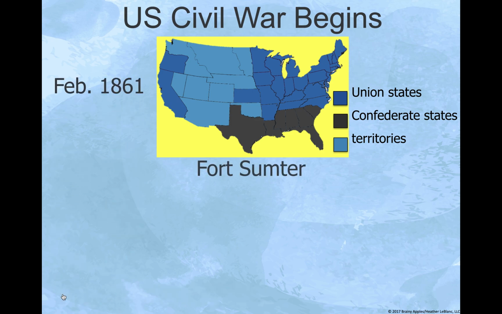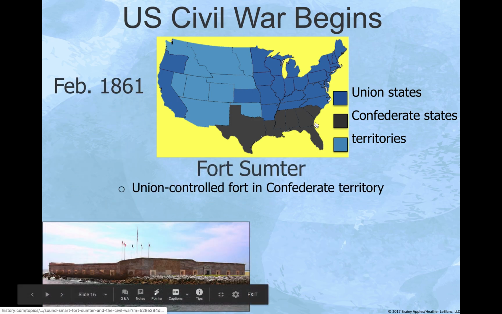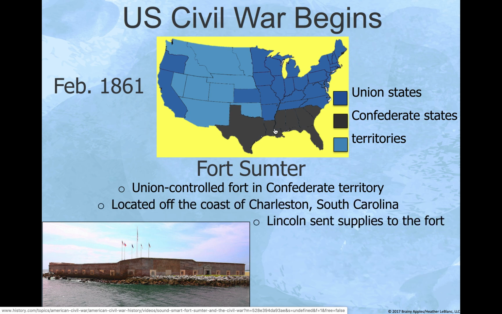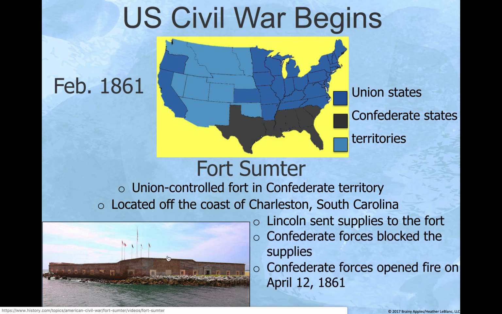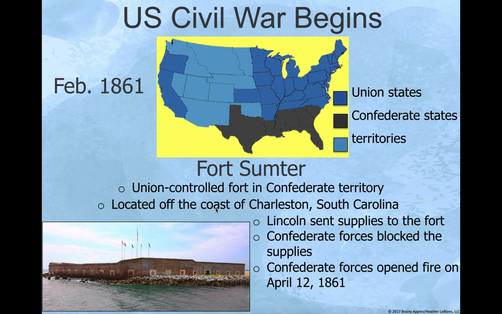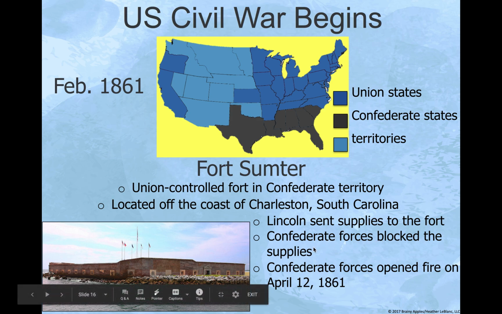All right? So, once again, we saw this. The Union states are all the states in blue, these northern states plus California, and all the Confederate states are those southern states that we just saw on the previous slide: Florida, South Carolina, all the states that we mentioned, right? So here we have Fort Sumter, and this is a Union-controlled fort in Confederate territory. It was located off the coast of Charleston, South Carolina. Lincoln sent supplies to the fort, and Confederate forces blocked the supplies.